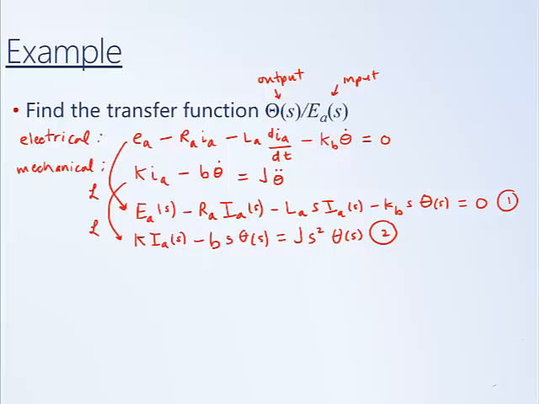The final step is to do algebra to rearrange this all into the form output over input, theta of S divided by EA of S. Looking at this, our input is EA of S. Our output is theta of S.